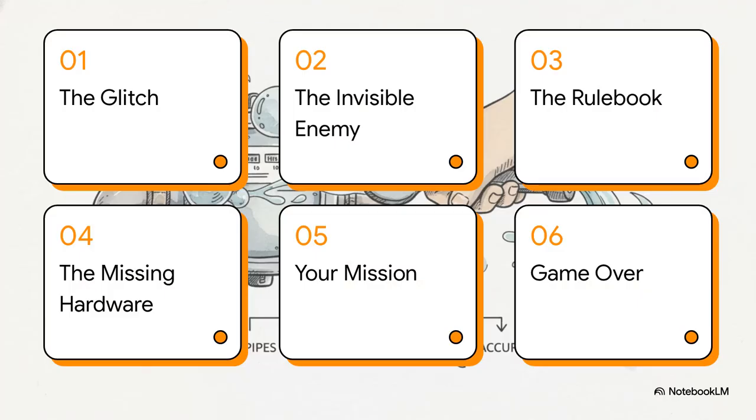All right, welcome to your mission briefing. We're going to tackle this whole problem like it's a video game. First, we'll identify the glitch. Then, we'll unmask the invisible enemy, check the official rulebook, find the missing hardware, plan our attack, and finally, celebrate a big win. So let's get into it.